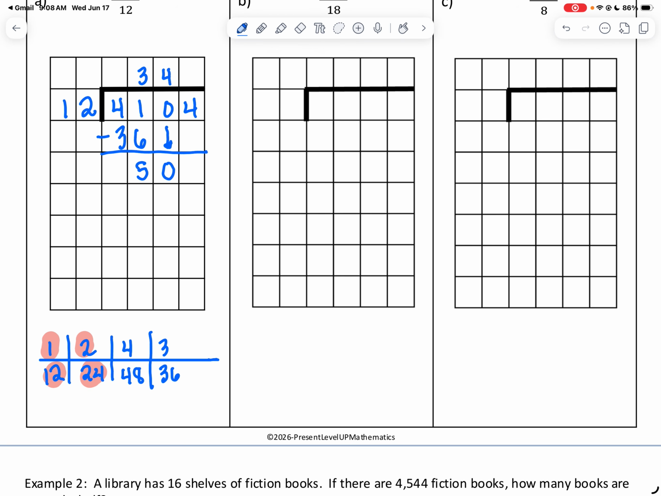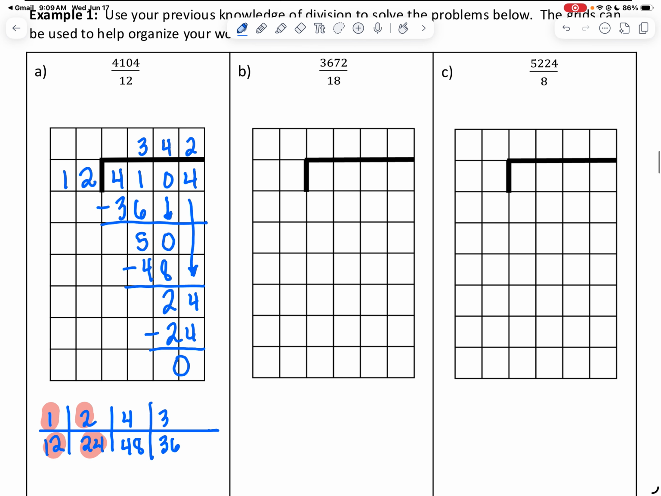And 4, now I'll start the multiply process. 12 times 4 is 48. Subtract. 50 minus 48 is 2. And then bring down 4. And I know from my chart here that 12 will go into 24 2 times. So this is a 2. Now multiply. 2 times 12 is 24, and subtract, and that gives me a remainder of 0. So 4,104 divided by 12 gives me 342.